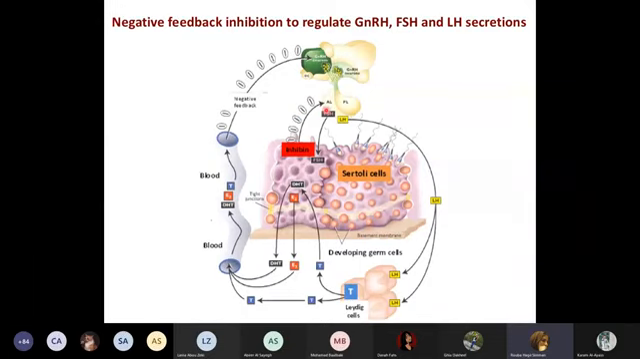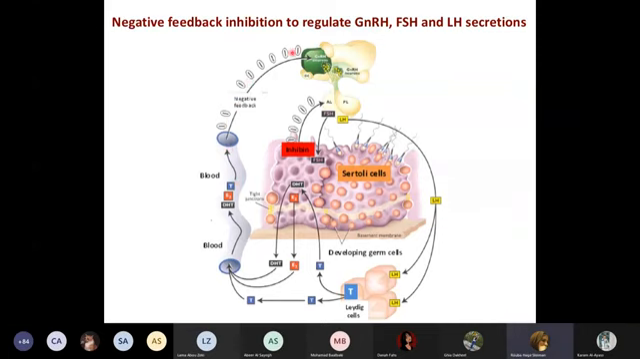The activin, of course, works in the opposite way. And also the testosterone, you can see here, testosterone is traveling through the blood, and it can also exert a negative feedback inhibition on the GnRH secretion.